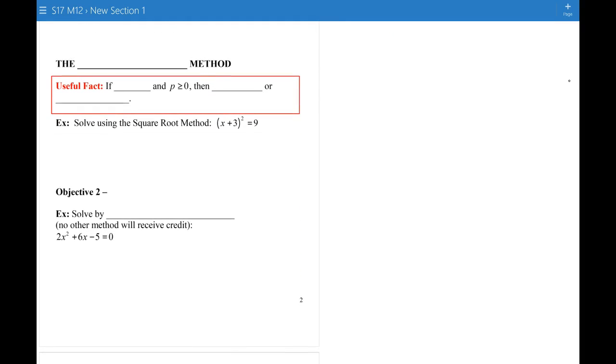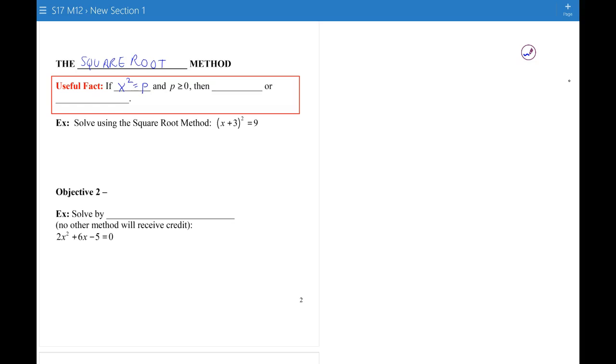Okay, so now we're going to talk about the square root method. So we need this important little factoid. If x squared equals p, and p is greater than or equal to 0, so that's important. Think about why. Why does p need to be greater than or equal to 0? Oh, because we're going to be talking about square roots, and we're still in real numbers. We'll make a big transition later to complex numbers, and that will change everything.